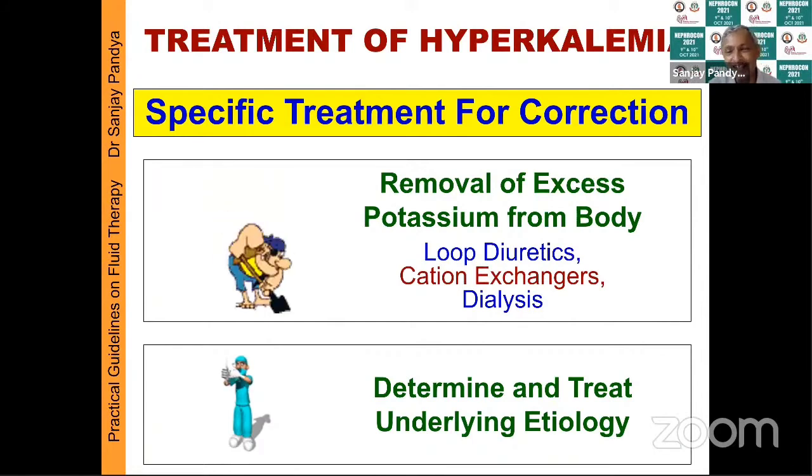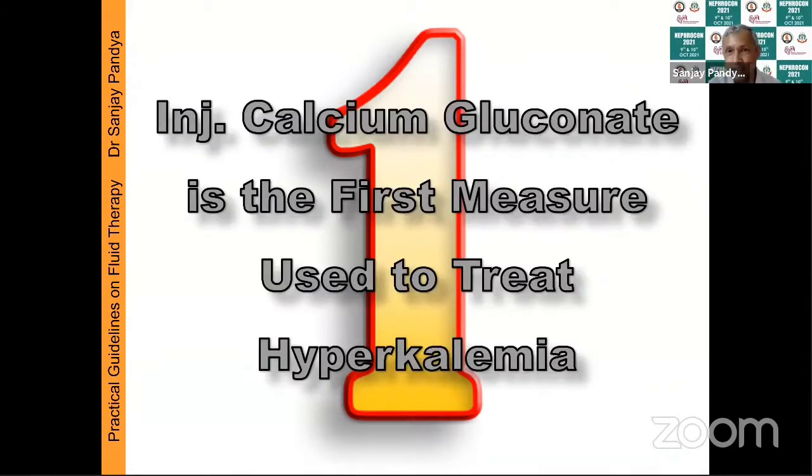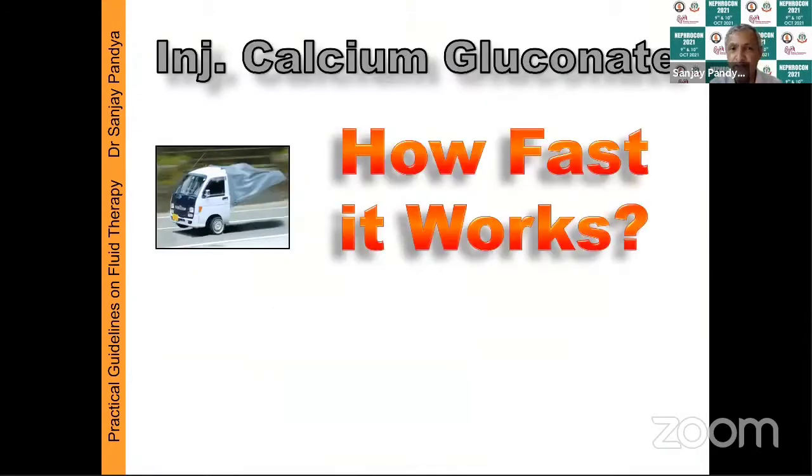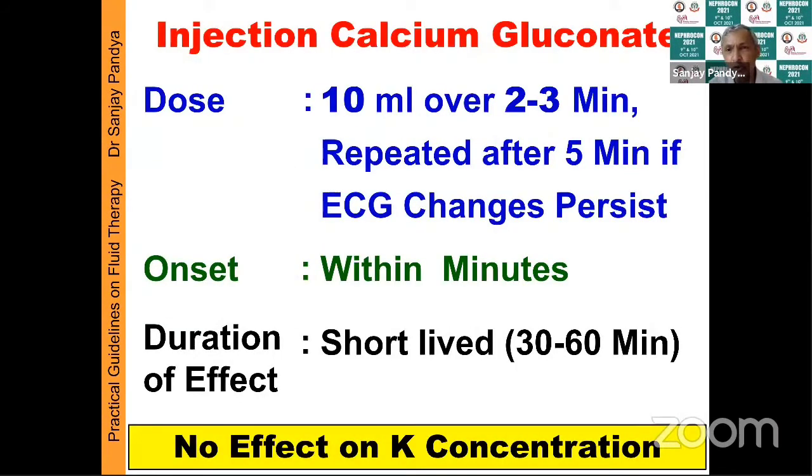Now the question arises: with such a high potassium of 7.9, what will be the first measure you would like to order to your staff? The answer is to start with calcium gluconate. It is the first measure to treat hyperkalemia. It works very fast, it works fastest, but the duration is short. And therefore, calcium gluconate should be given IV slowly.